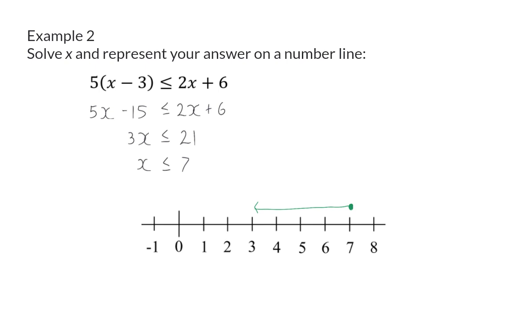Then just a reminder of interval notation. This answer can also be indicated as x is an element of negative infinity to 7 with a square bracket at 7, because 7 is also included.